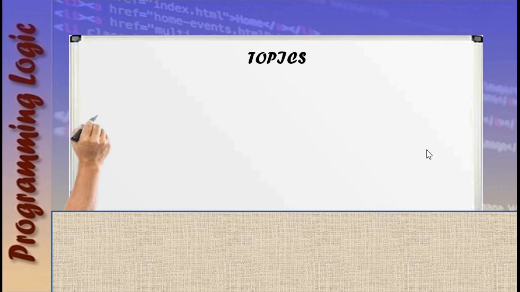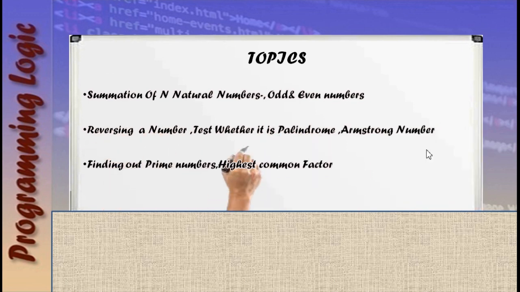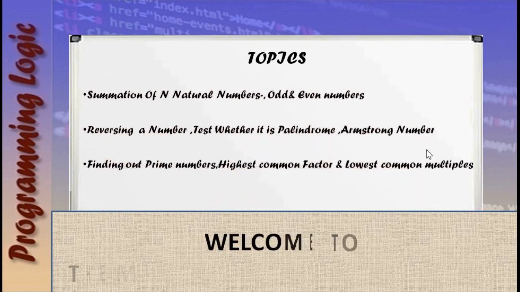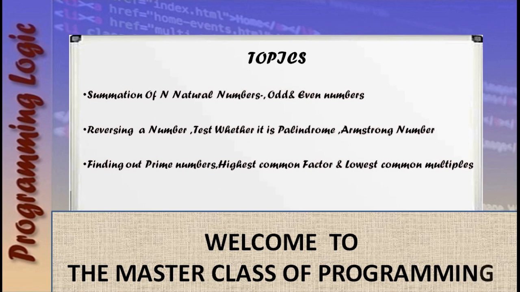The programs we will discuss here are: number 1, summation of n natural numbers, odd and even numbers; number 2, reversing a number, test whether it is a palindrome and Armstrong number; number 3, finding out prime numbers, highest common factor and lowest common multiples.